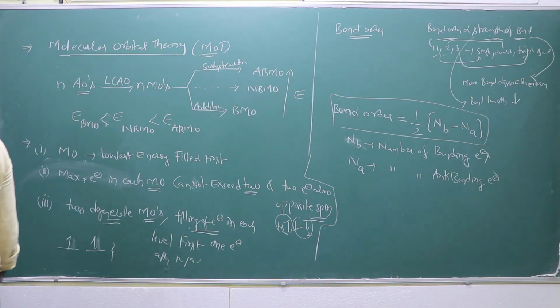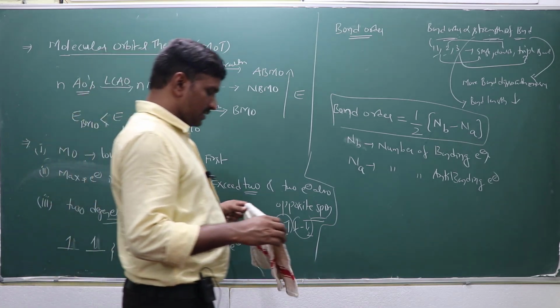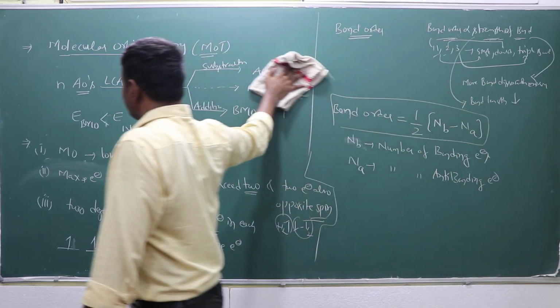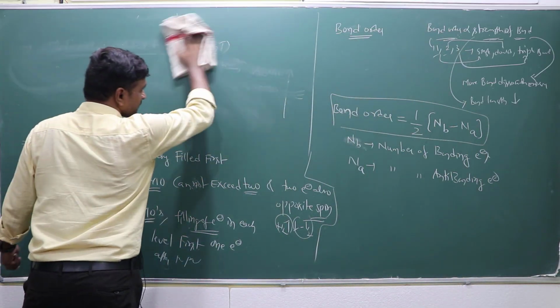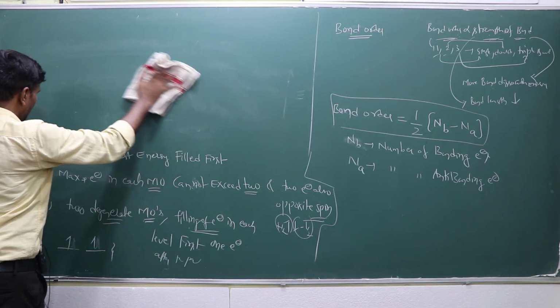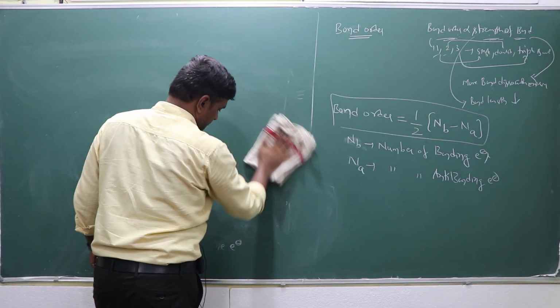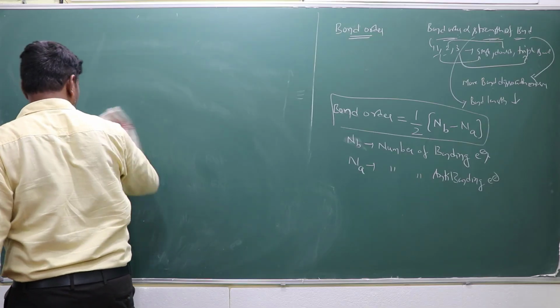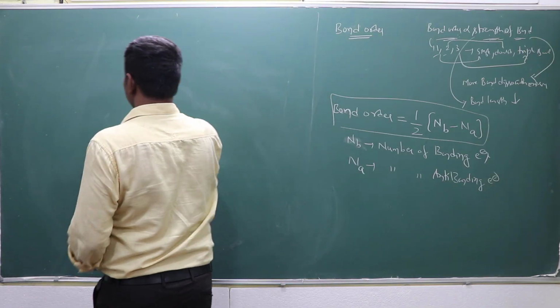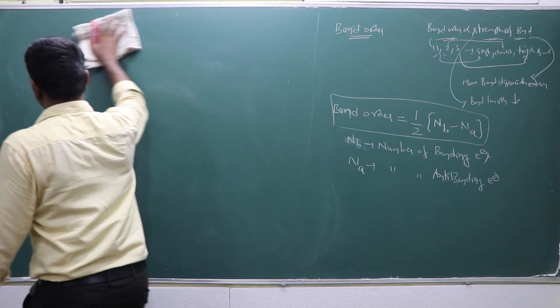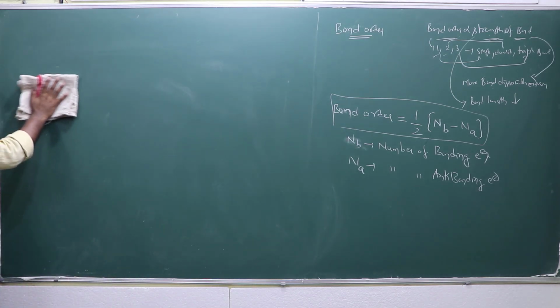In the case of homonuclear diatomic molecules, what will happen? Two similar atoms are there, which means their atomic orbital energies will be the same or approximately the same. If it is a heteronuclear diatomic molecule, what will happen?